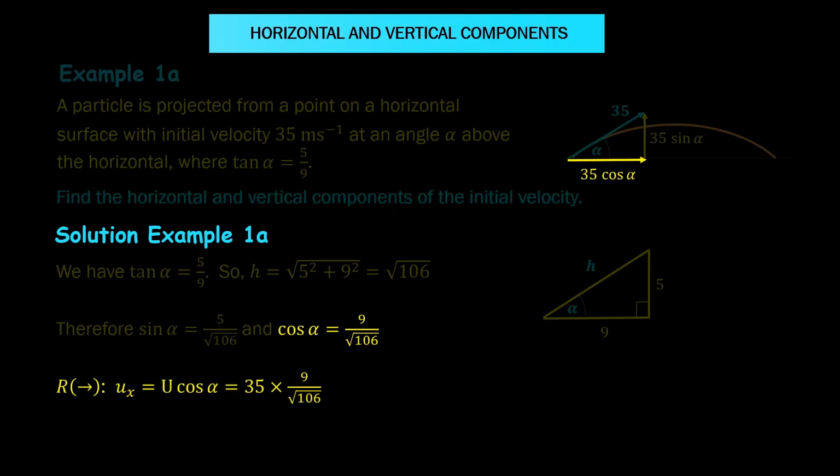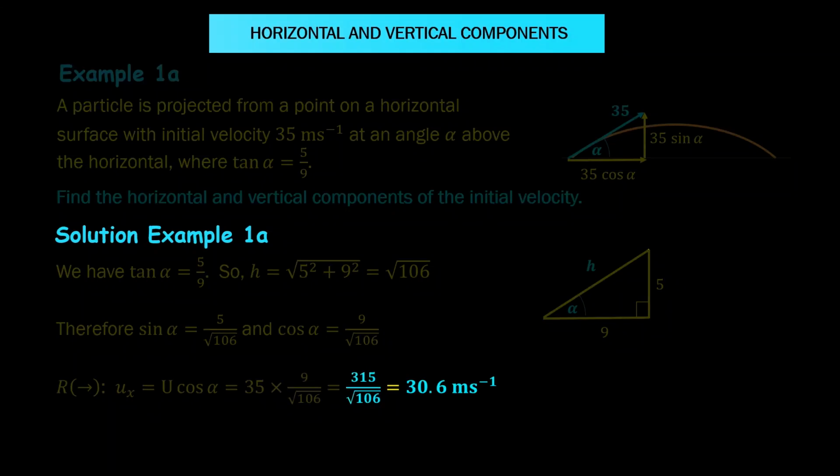Therefore, in the horizontal direction, ux equals u cos alpha equals 35 times 9 over square root of 106, which equals 315 over square root of 106, which equals 30.6 meters per second.